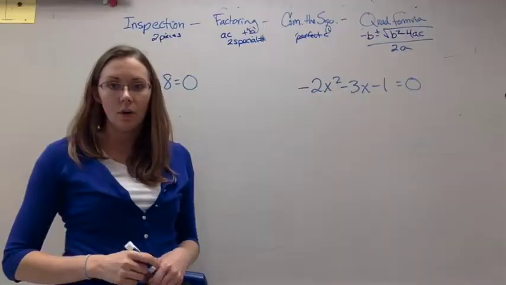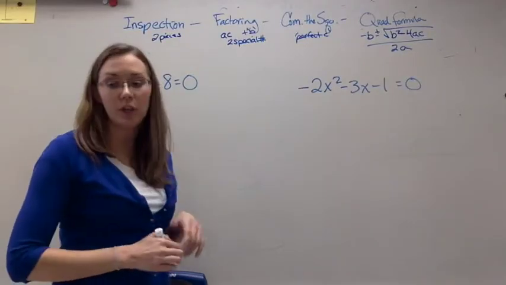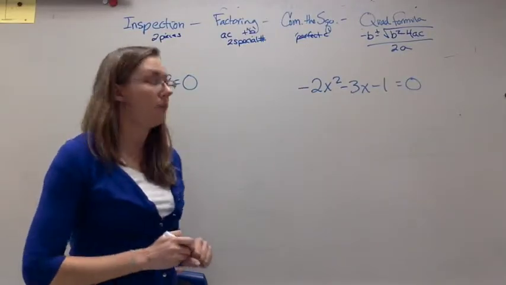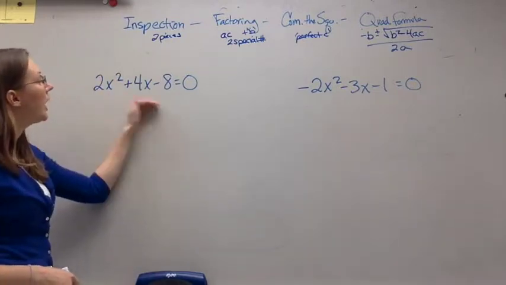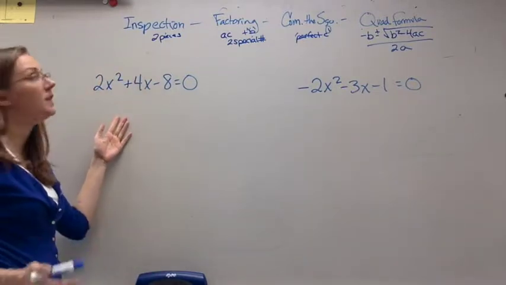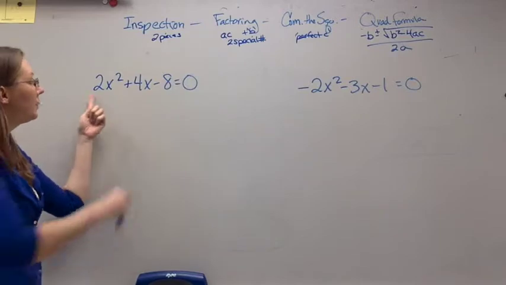All right, let's take a look at the next 2 equations. These are the third and fourth one on your sheet. Okay? So here, looking at this, inspection won't work. It's 3 pieces. Factoring, I'm going to check it.